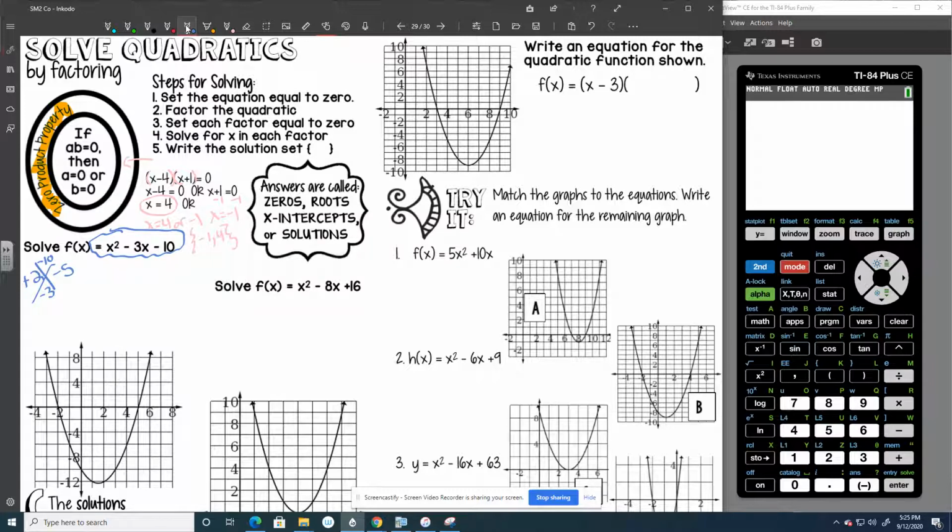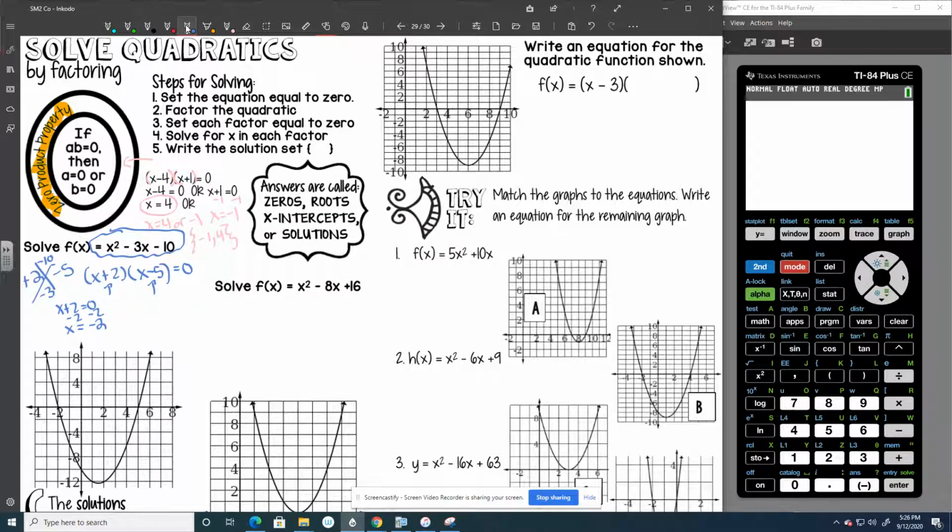So what I end up with is x plus 2 multiplied by x minus 5, and we're setting that equal to 0, which means this one can be 0 or this one can be 0. Well, let's say it's this one. Let's say x plus 2 is equal to 0. So if I subtract 2 from both sides, that means x is equal to negative 2.